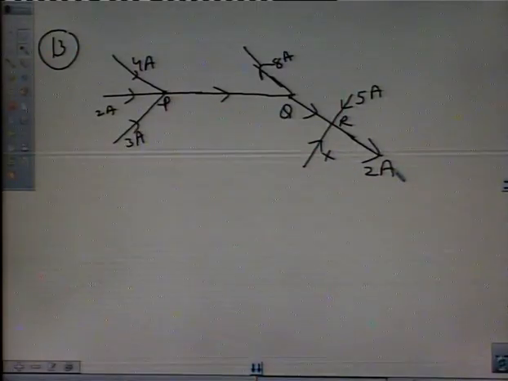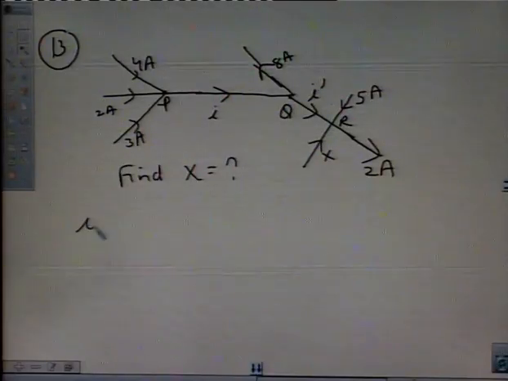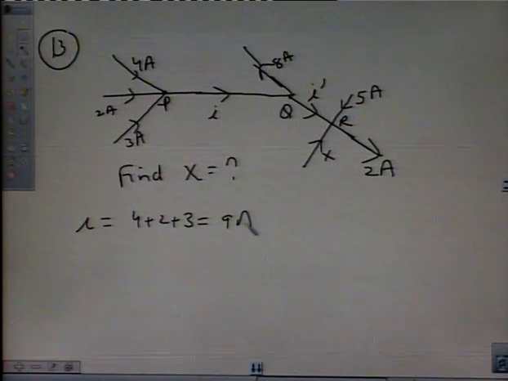Now here we have to find the value of the current x. So in this case we will apply Kirchhoff's law. So let us take the value of current this as I, and through this branch this one is I dash. So at point P, 3 currents are reaching and 1 is leaving. So I is equal to 4 plus 2 plus 3, this is 9 ampere.